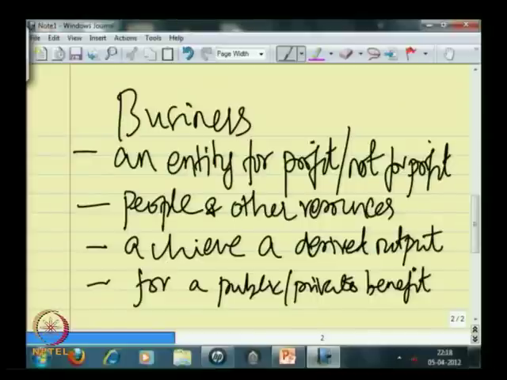So in essence, as I told you before, this is not a textbook definition, a definition that just got coined in this very same classroom. And I am sure each of you will have different definitions, which could completely be different from what we have, as long as it makes sense, everybody can accept a definition. But to me, a business is an entity for profit, or also entities that can exist not for profit, run by people using various resources to achieve a desired set of output for a public or a private benefit. So, this in a nutshell is a business.